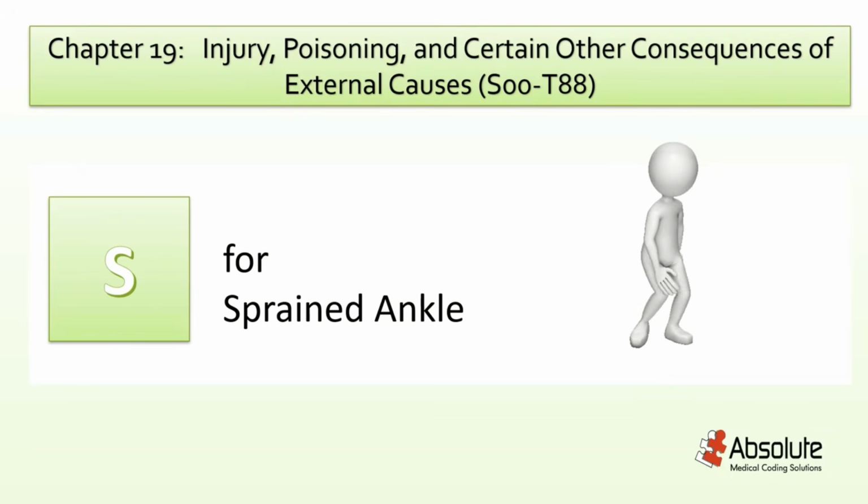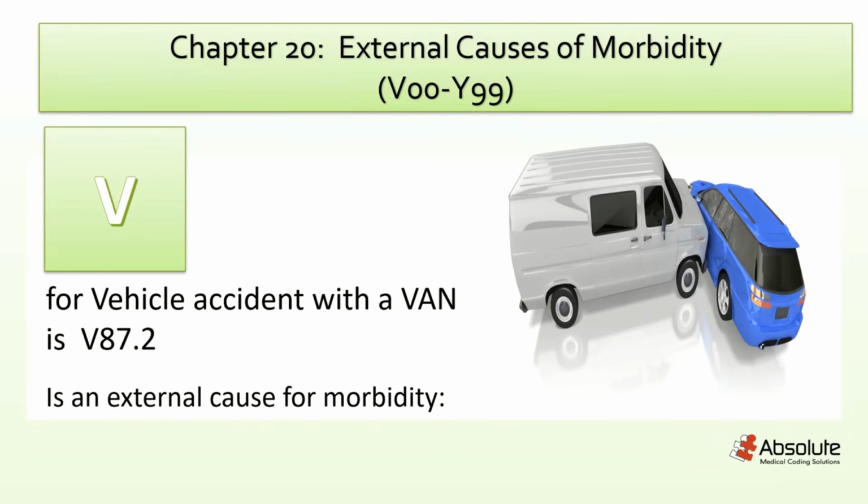Chapter 20. All right, coders. Chapter 20 category codes begin with the letter V. These are not diagnoses. If you can recall, I did say these Chapter 20 codes are external causes of morbidity. These are the who, the what, the when, the where, the how that injury or illness was caused. So if you were in a vehicle accident with a van and it caused your injury, think of V for external causes of morbidity. Code series V00 through Y99.